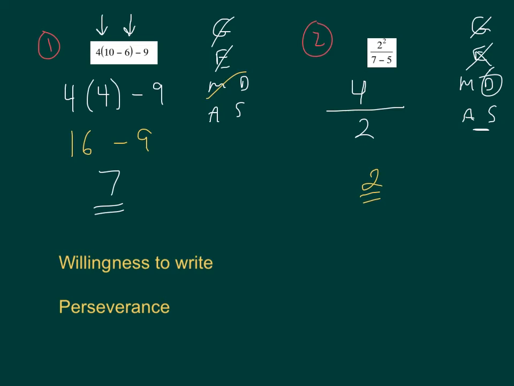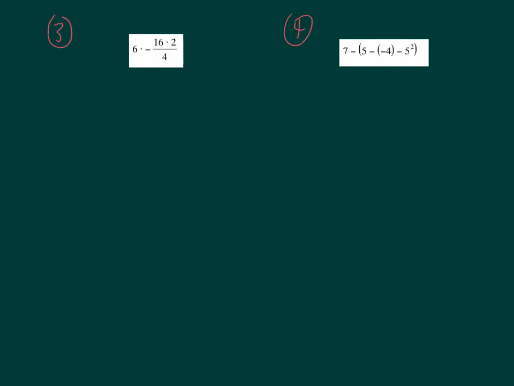Let's try a couple more. This next problem, I want to pay attention to what's going on. Very quickly, I notice there's a times a negative in front. That negative refers to the quotient, the overall quotient of this problem on the right side here.